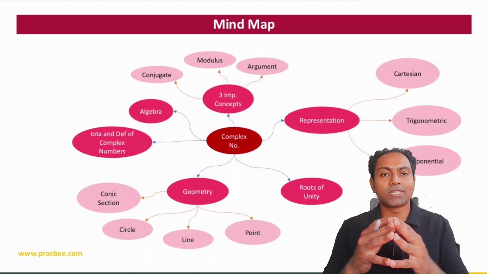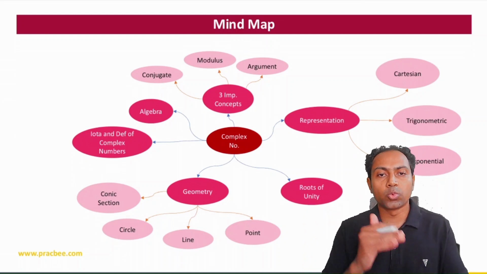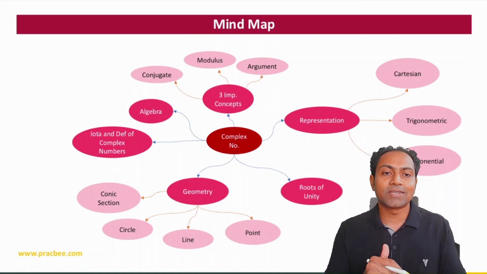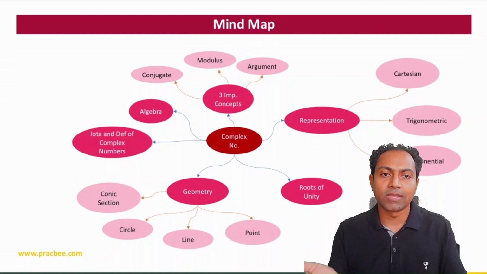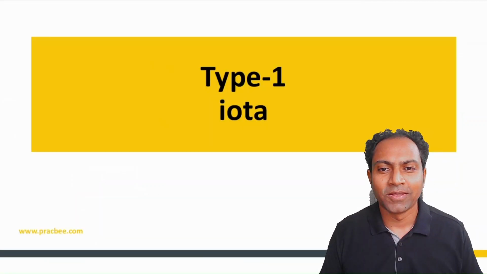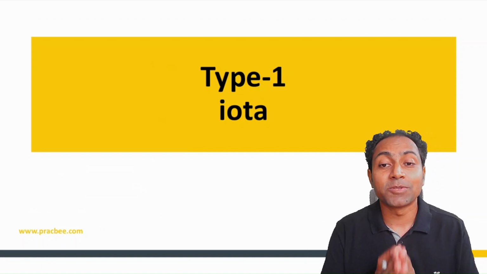Then we use this idea to find the roots of unity and ultimately end the chapter with geometry of complex numbers, where we discuss concepts regarding points in rotation, then equation of line, equation of circle and equation of conics in complex numbers. So the first problem type is problems based on iota.